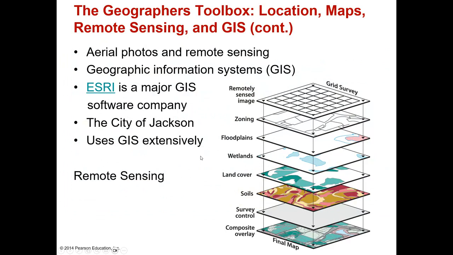So another feature in geography is geographic information systems, and this is something that I work with a lot. Geographic information systems, or GIS, are computerized systems of analyzing geography and working with different layers of data. So in this diagram here, it imagines that you have a grid survey layer, like townships and ranges, placed over a zoning layer, placed over floodplains or wetlands or land covers, soils, survey control points, and a final map that concludes with all of those different things on one map.